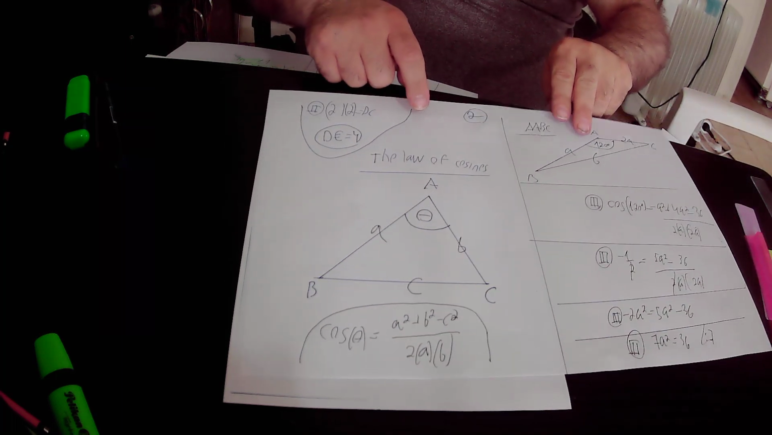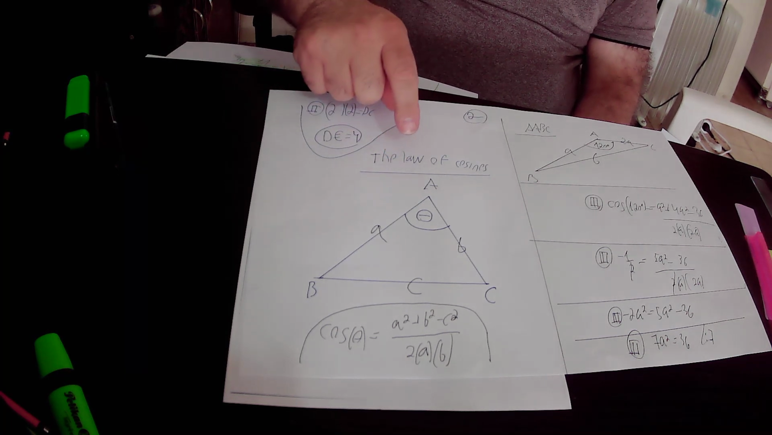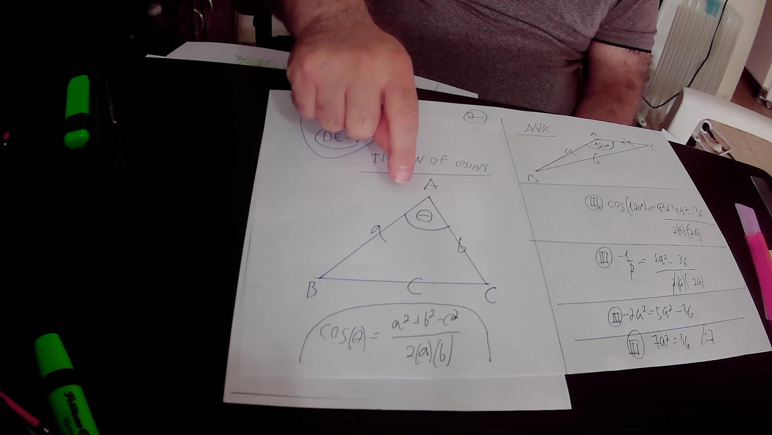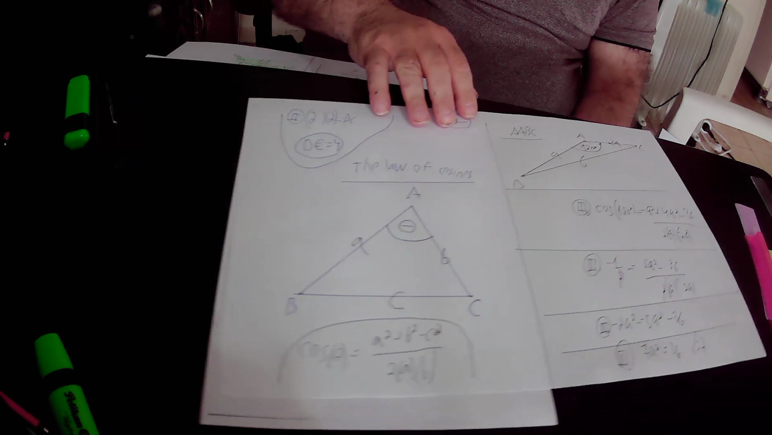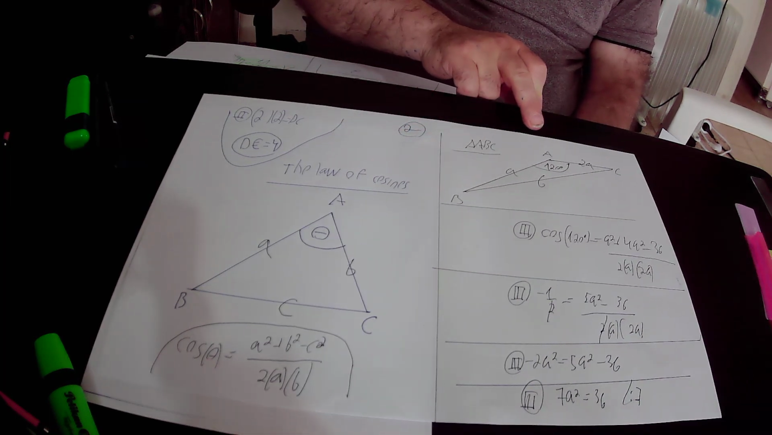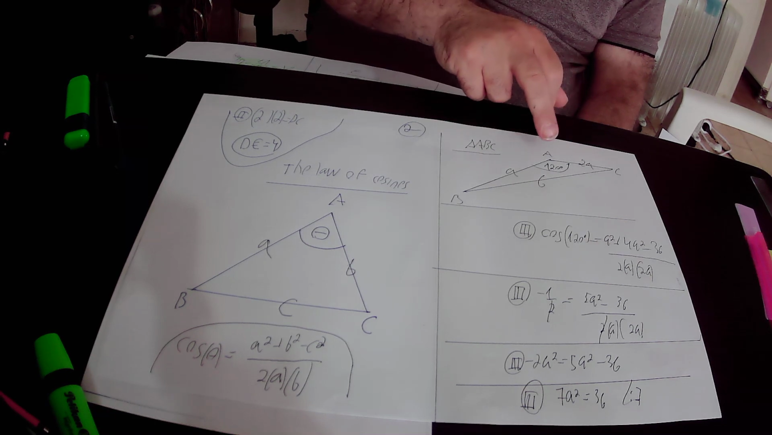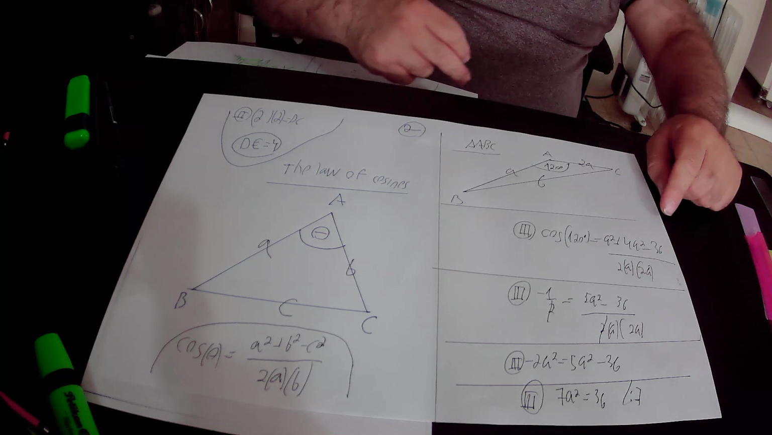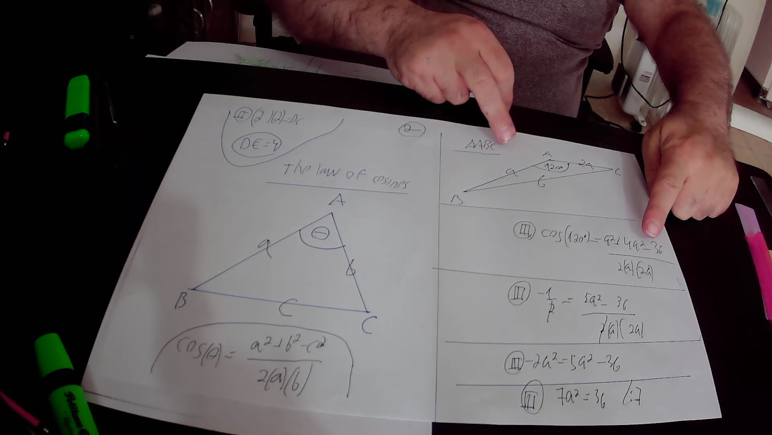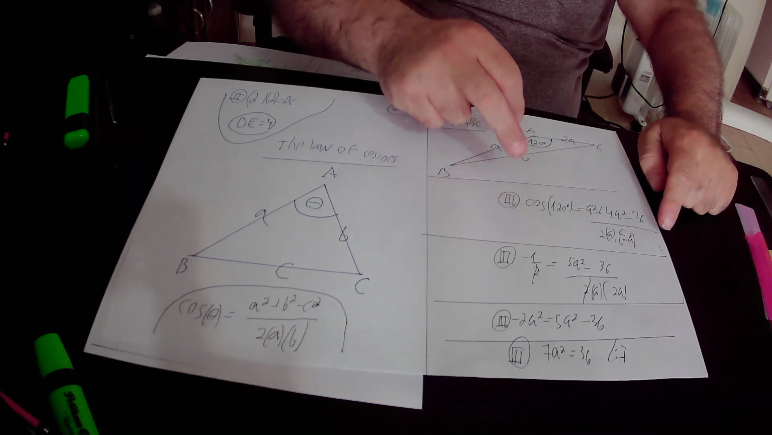Then we implemented the law of cosines in triangle ABC. According to the law of cosines, cosine theta equals A squared plus B squared minus C squared over 2 times AB. According to the law of cosines, we get that cosine 120 degrees equals A squared plus 2A squared, that is 4A squared, minus 6 squared, that is 36, over 2 times A times 2A. Cosine 120 degrees equals minus 1/2.